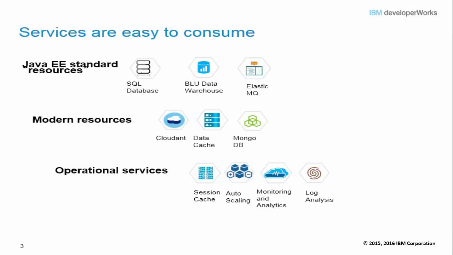Services such as SQLDB, Data Warehouse, and ElasticMQ can be bound as Java EE standard resources. Services such as Cloudant, MongoDB, and data cache are easy to consume via REST API calls. You can bind to operational services by creating these services and binding to them using the CF command line tool or the Bluemix dashboard.